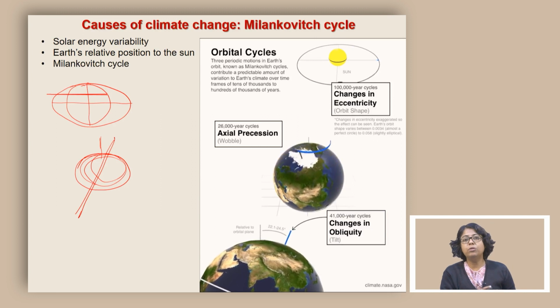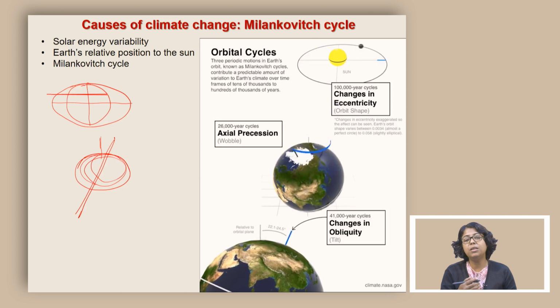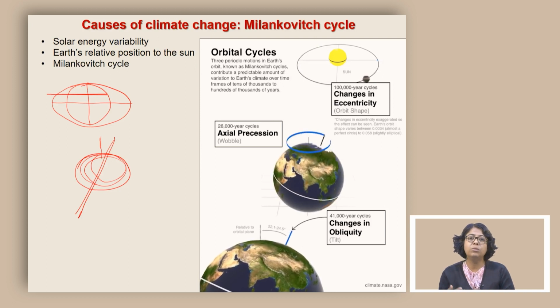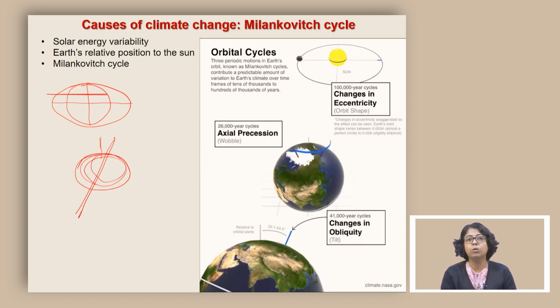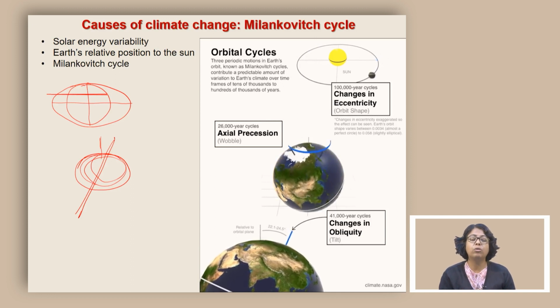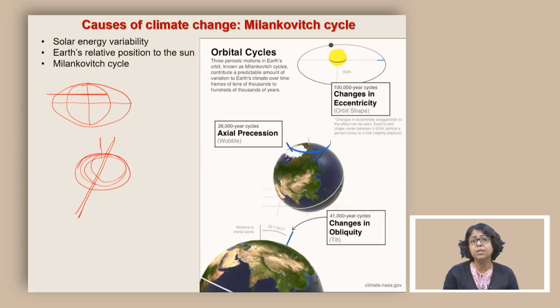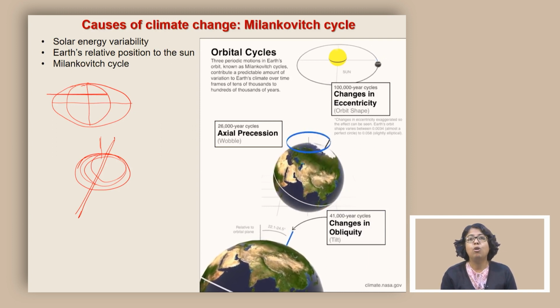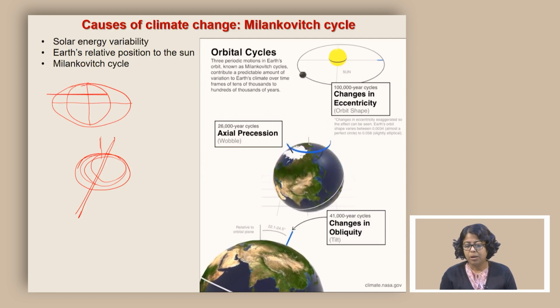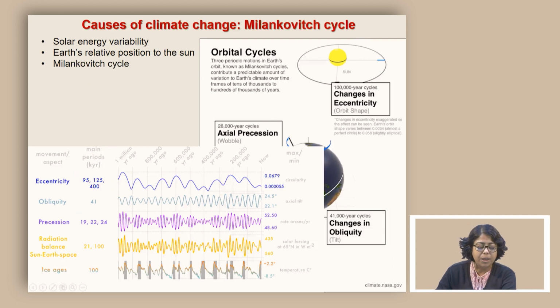Now, it is important to recognize that they are not independent. All of these will appear in their own cycle and they will superimpose on each other. So, eventually when we look at the record of climatic variation over time, we are going to see some of the signatures of all of these cycles. Now, if we look at how it looks like, it will look something like this.